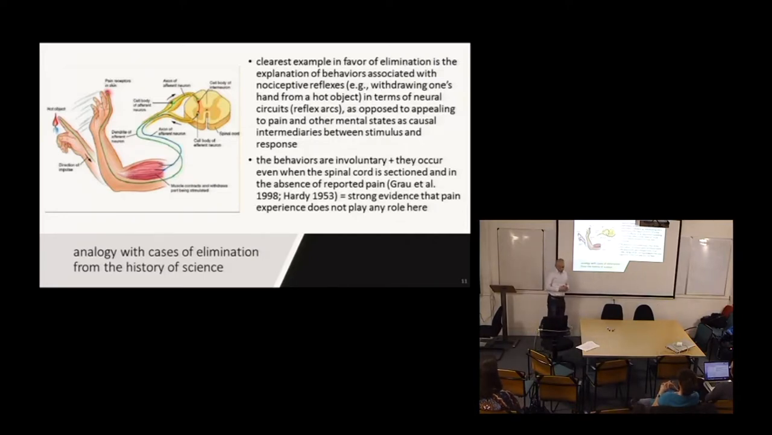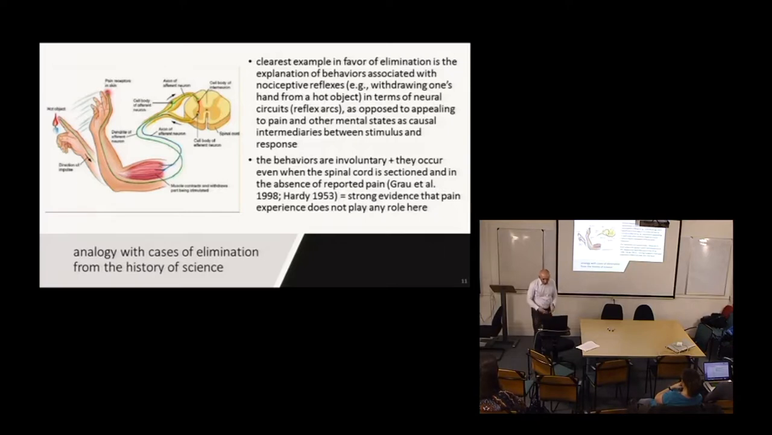And in humans, there's a lot of evidence to suggest that people actually move their hand faster than the signal can possibly reach the brain. In fact, the movement occurs, the behavior occurs, before people are able to report pain. So in this case, it would seem that indeed, false psychological explanation is just a retrospective rationalization. If you ask why did I take my hand away from the stove, and you say because I was in pain, that's not the reason.